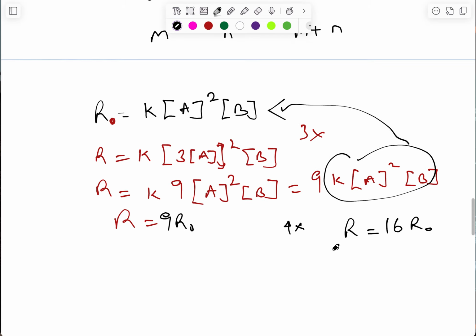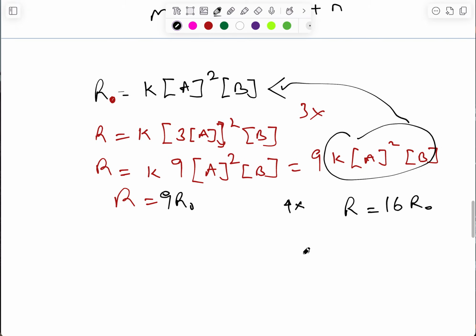So you can see how this affects the order of reaction, and how it is increasing the rate of reaction as well. By the way, the overall order of this reaction is going to be, this is 2, this is 1, so the overall order of reaction is going to be 3 for this. But with respect to A it is order 2, with respect to B it is order 1.